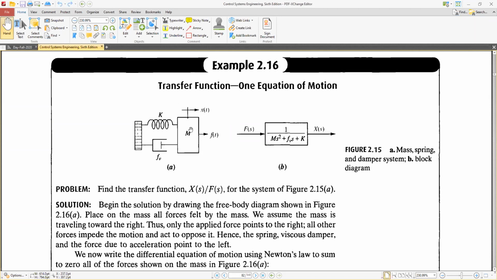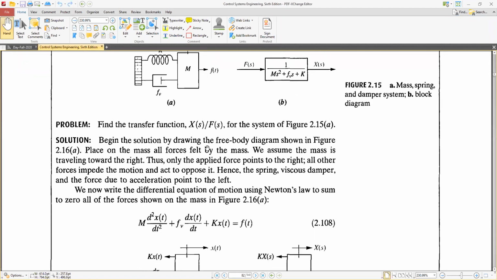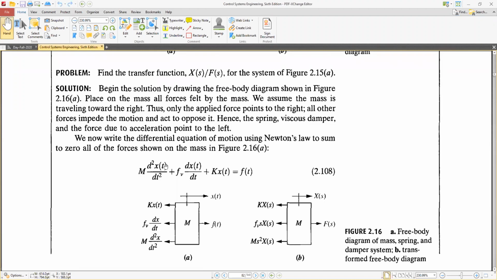M is the mass, K is a spring, and that is the damper. Three things are there for the mechanical system. x(t) is the displacement along this direction, and f(t) is the direction of the force. At first of all, you have to draw the free body diagram.